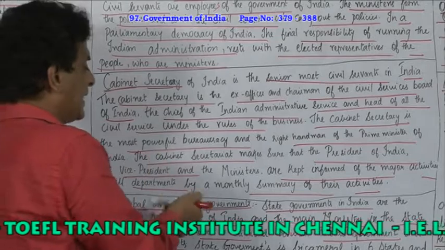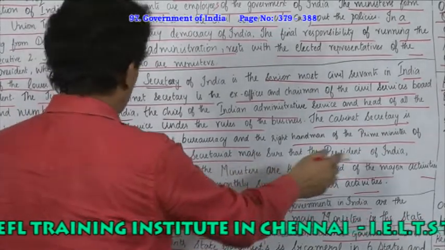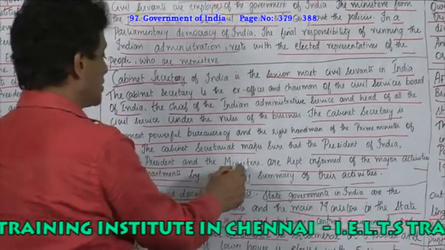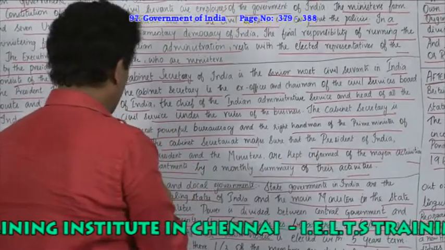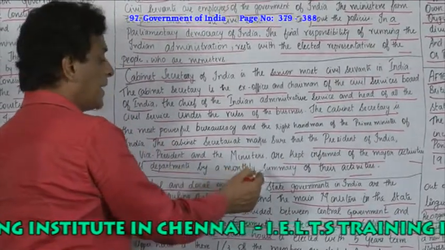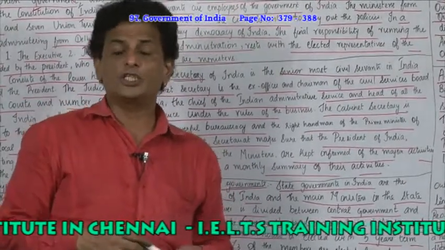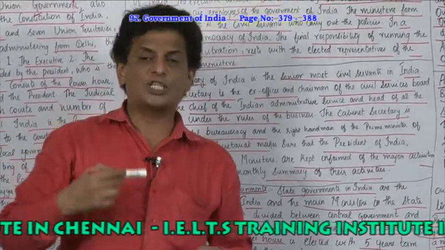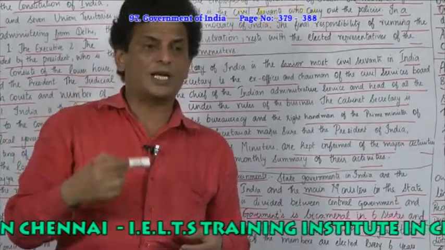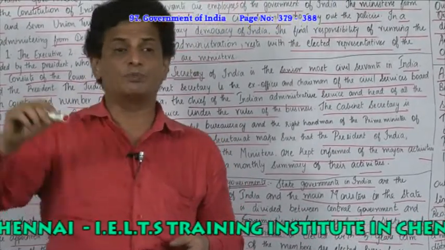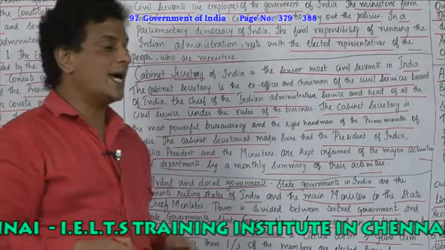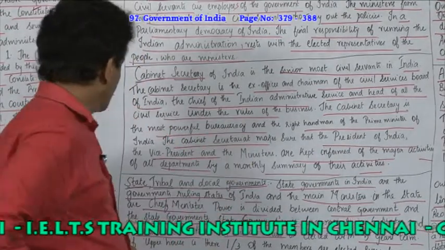The cabinet secretariat makes sure that the President of India, the Vice President and the ministers are kept informed of the major activities of all the departments by a monthly summary of their activities. So, the cabinet secretary's duty is whatever the ministers are doing, all the programs, all the functioning, they have to report to the President. Whose duty is that? It is the cabinet secretary's duty.